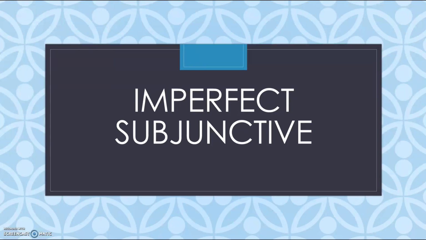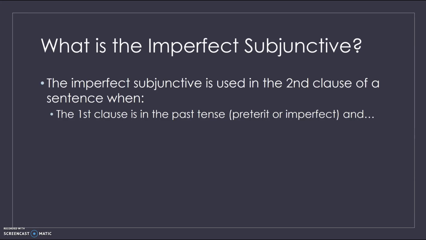Welcome to Lesson 3.5 on the imperfect subjunctive. So let's talk about what the imperfect subjunctive is. Pretty much the same rules of the present subjunctive apply to the imperfect subjunctive. So when we're talking noun clauses or code words or existence or adverbial expressions, all the same rules apply.